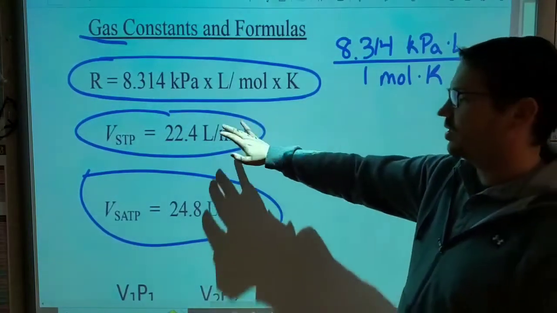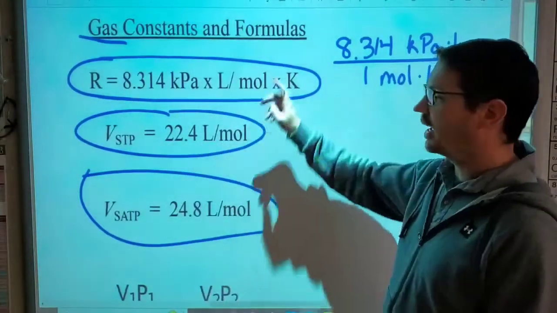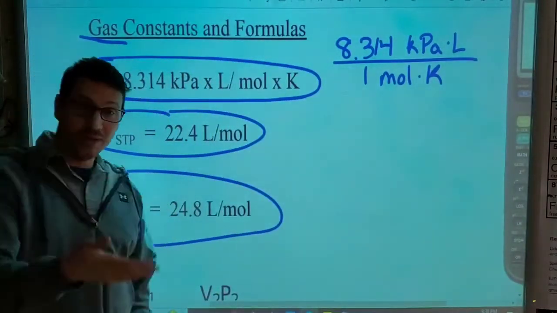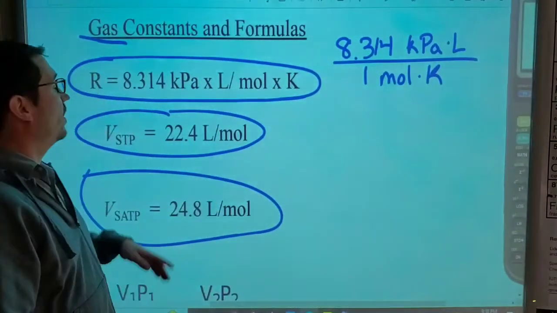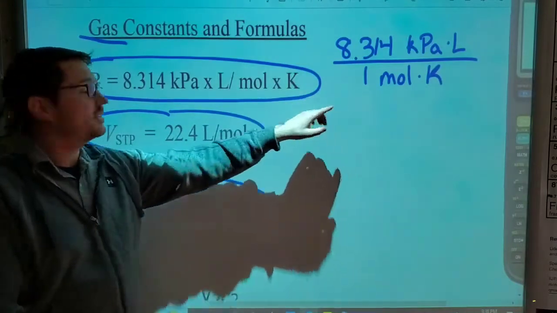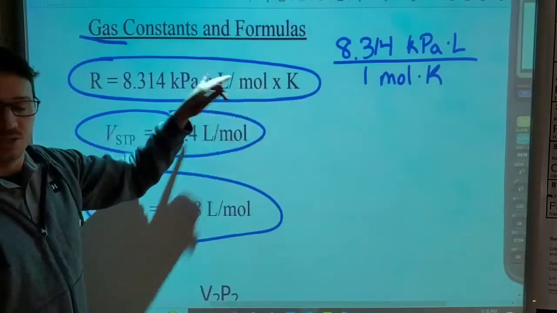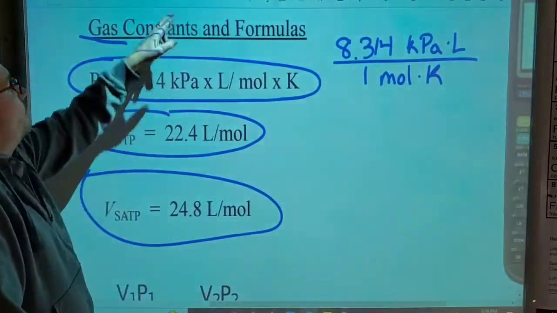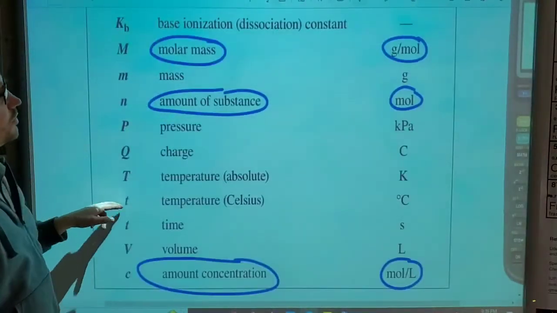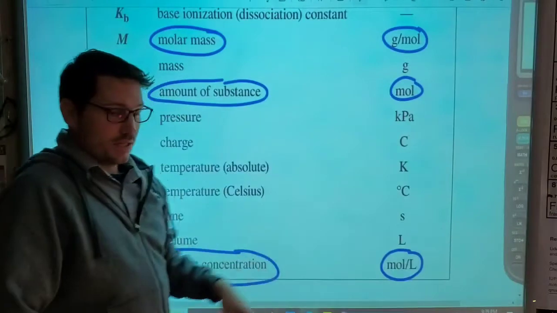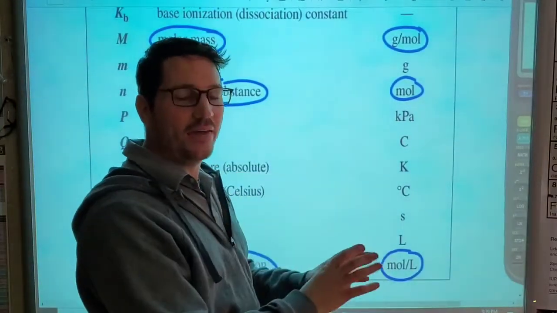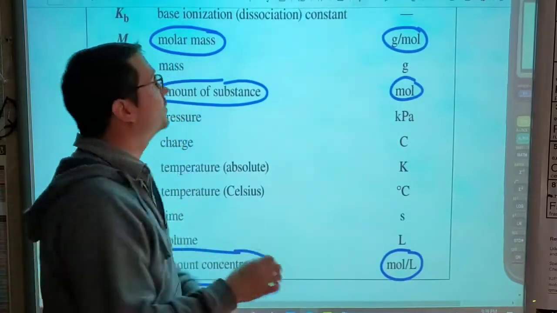I'm not really going to talk about these much, but I am going to talk about this. So kind of the big three things that I want you to focus on. The ideal gas constant has moles in it, so we can use it when we're converting units that involve moles. And then the other two are the molar mass and then the amount concentration. And that's what we're going to start with. We're going to define them, and we're going to define why they're useful.